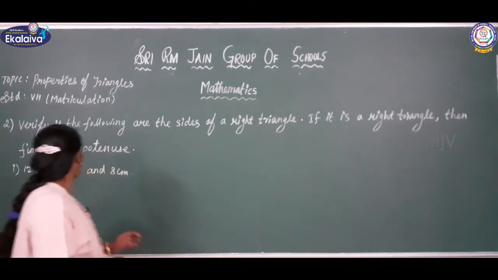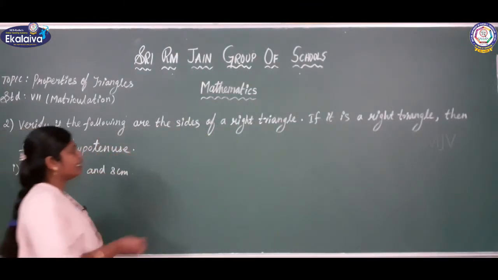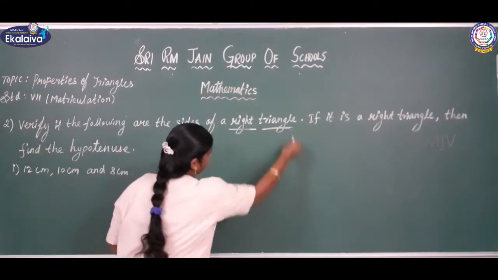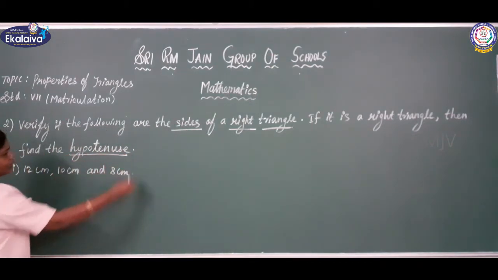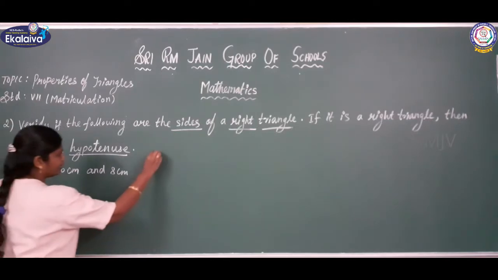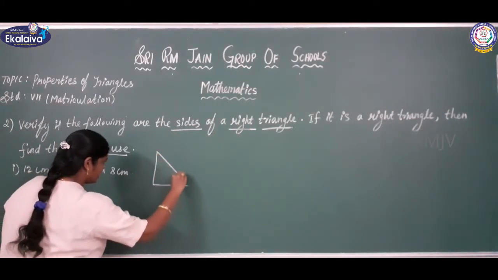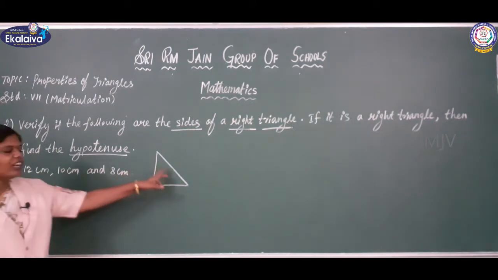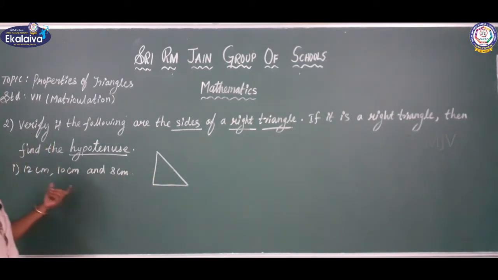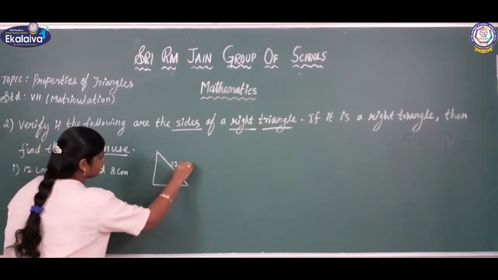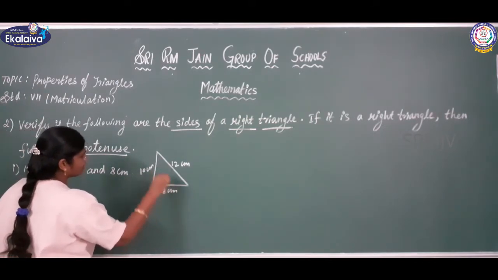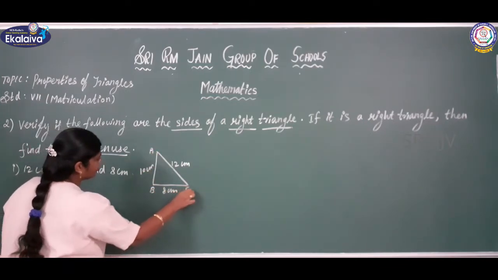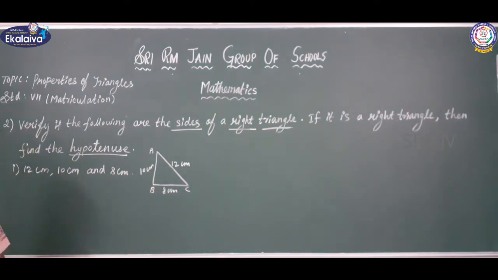The next one. Verify if the following are the sides of a right triangle. Okay, if it is a right triangle, we need to find out the hypotenuse. Okay, so right triangle, all the sides are given here. Okay, the hypotenuse is the longest side of a triangle. So here, which is the longest side? 12. So you have to write here 12 centimeter, then 10 centimeter, 8 centimeter. All the sides are given in a triangle. So we need to check whether it is a right triangle or not.